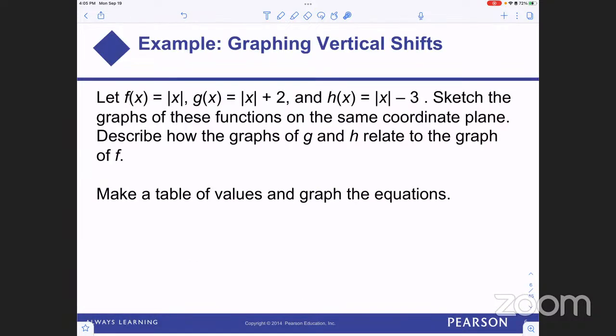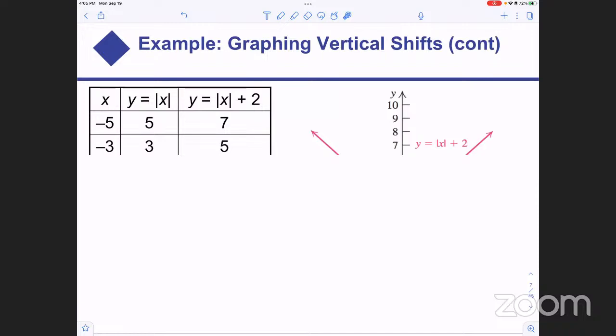So make a table of values and graph the equations. Let me see if I do like this. Does that fix it? Nope. Like this.